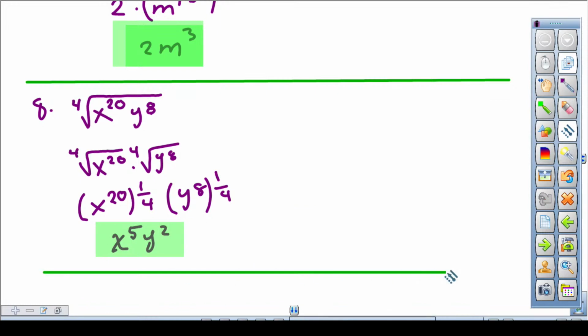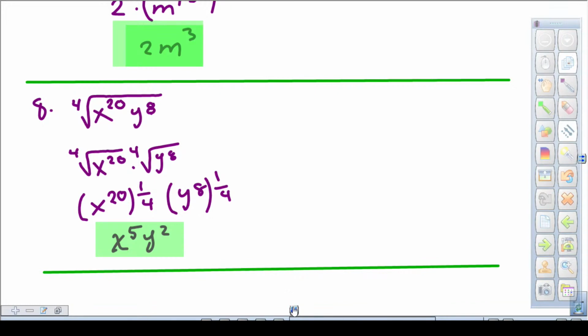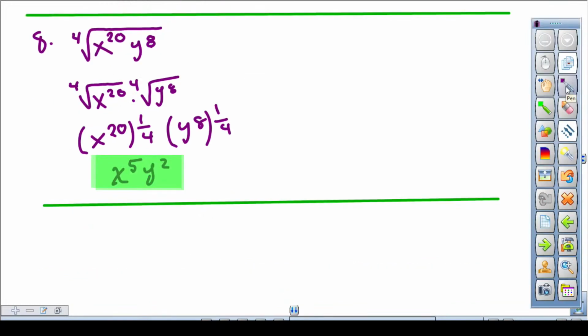Okay, champions. Now let's move on to number 9. And this one will be, let's see if we could have a chubby one as well. Yep, we have a chubby one here. Can somebody tell me what times itself 4 times that gives you 256? A number times itself 4 times that gives you 256.